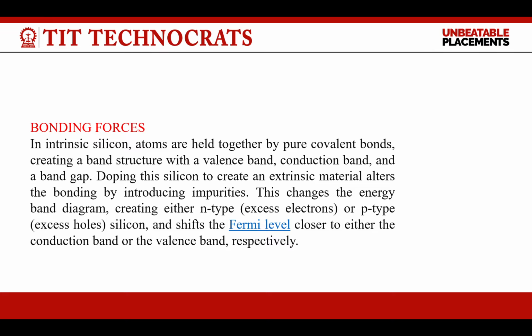Now, the next topic is bonding forces. In intrinsic silicon, atoms are held together by pure covalent bonds, creating a band structure with a valence band, conduction band and band gap. Doping silicon, a semiconductor, to create an extrinsic material alters the bonding by introducing impurities. This changes the energy band diagram, creating either N-type or P-type silicon.